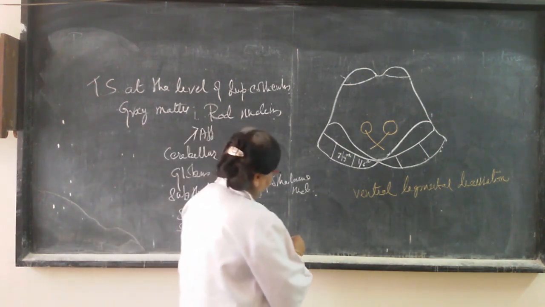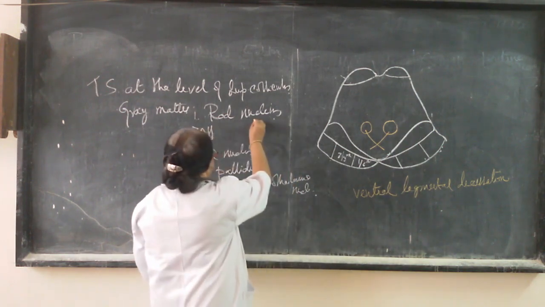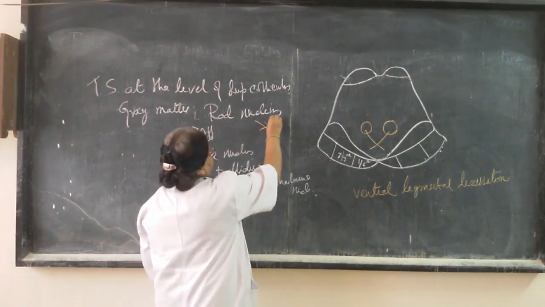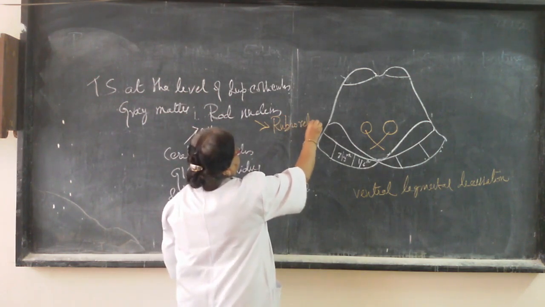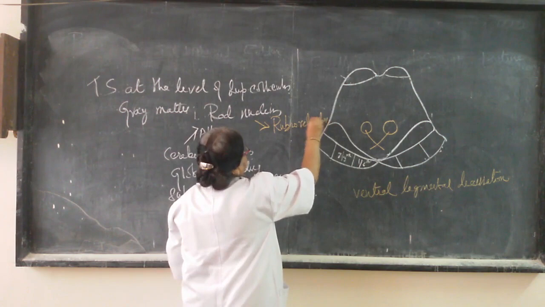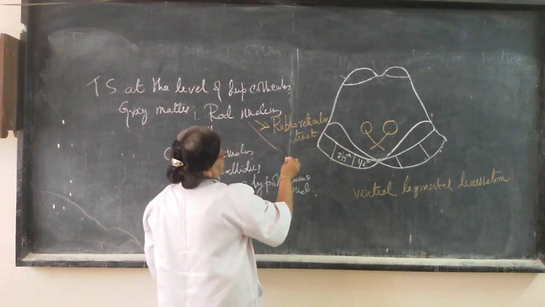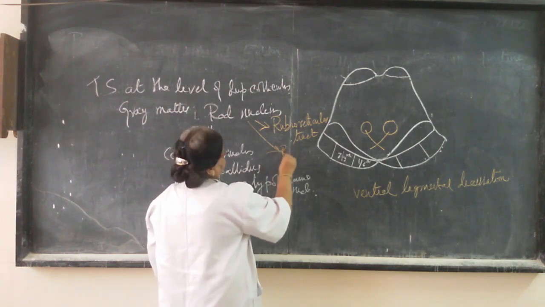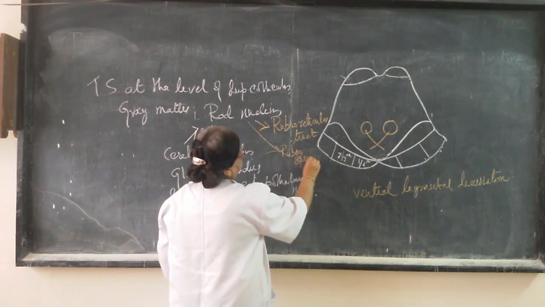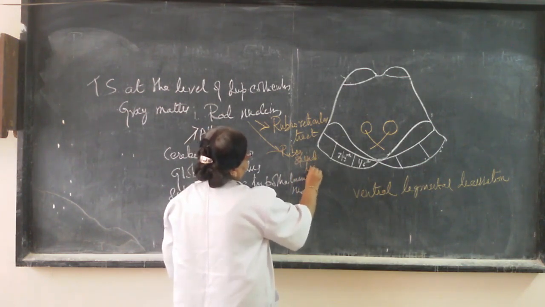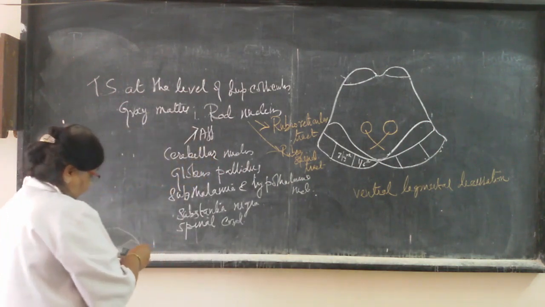Those going to the reticular formation form the rubroreticular tract, and those going to the spinal cord form the rubrospinal tract. This is the red nucleus.